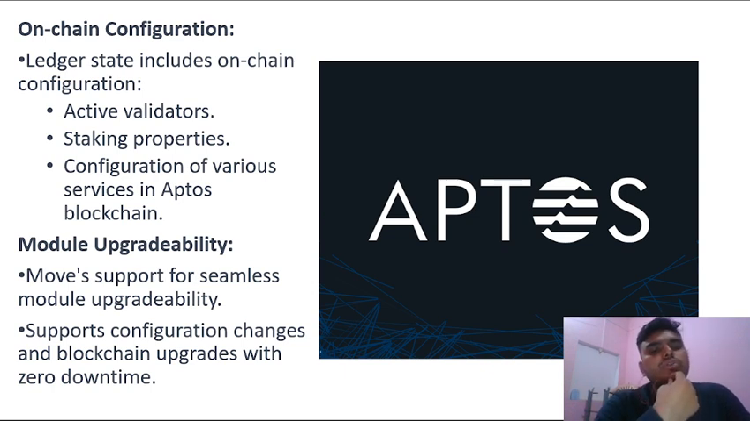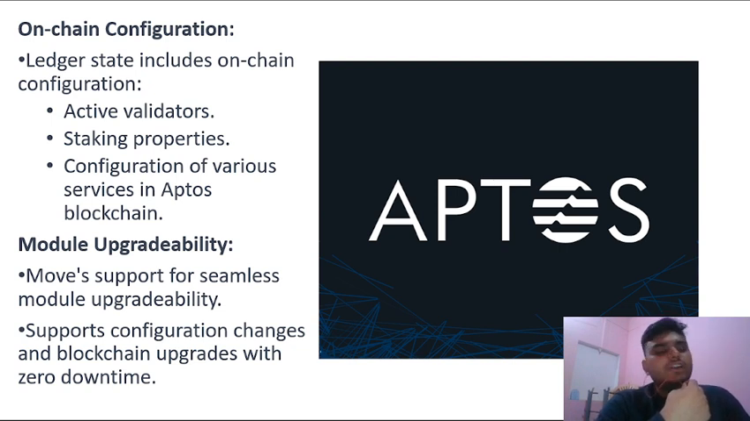For modules and upgradability, what we find is that the Aptos ecosystem is the most upgradable compared to others, and it provides support for seamless module upgradability. You write the smart contract in certain modules, and those modules get updated, and after that you have a clear vision of how you can upgrade your smart contract and make it better day by day. It also supports upgrading the blockchain with zero downtime. It means you will require very little time to upgrade it. It does not take a lot of time.